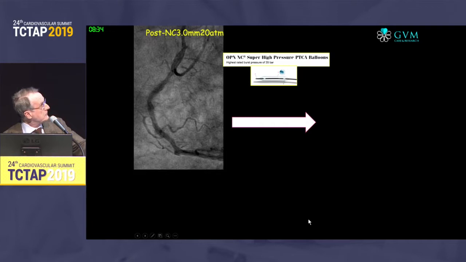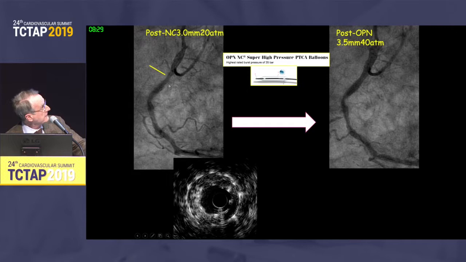This lesion doesn't seem to be very severe. There is a stent, but the lumen area is 3.6, unacceptable. With the OPN high pressure balloon at 40 atmospheres, you get a good result.